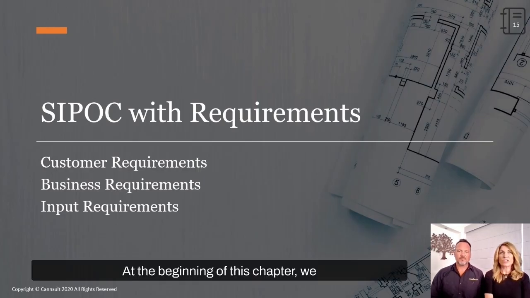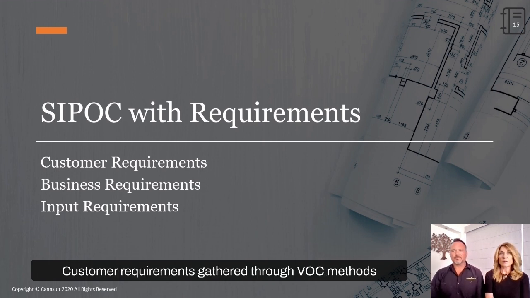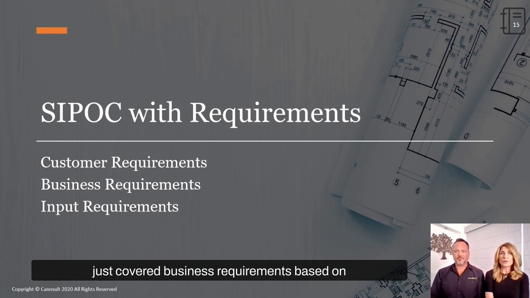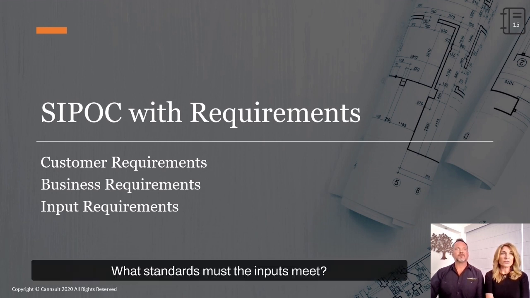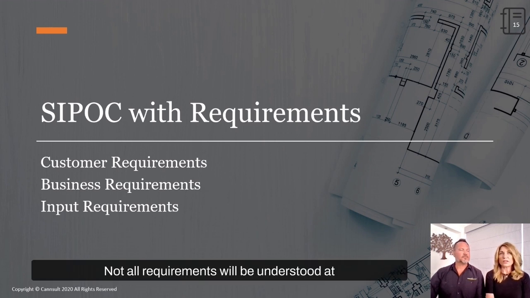At the beginning of this chapter, we reviewed the different types of requirements. Customer requirements, gathered through VOC methods just covered. Business requirements, based on the direction from the sponsor, tell us what is important to the organization. And input requirements. In order for this process to deliver on customer and business requirements, what standards must the inputs meet? Not all requirements will be understood at a specific and measurable level of detail.